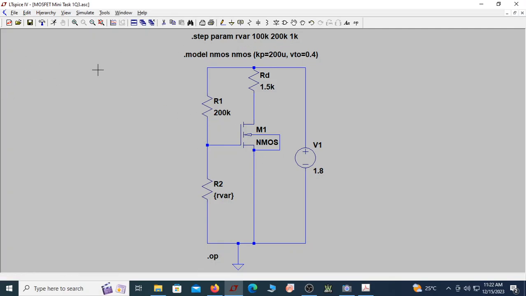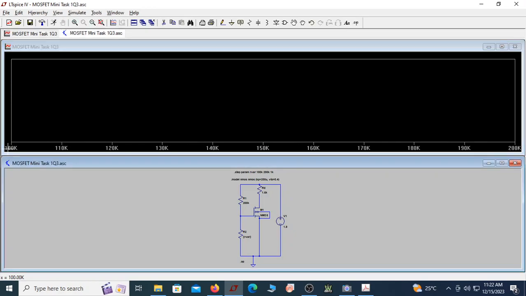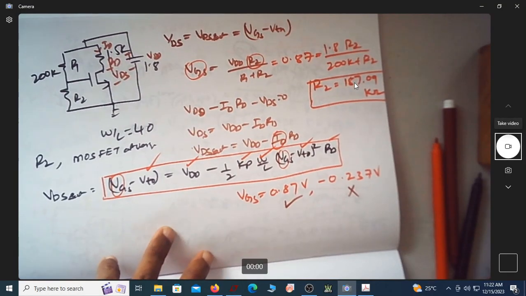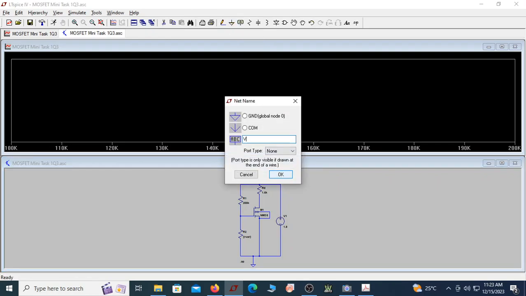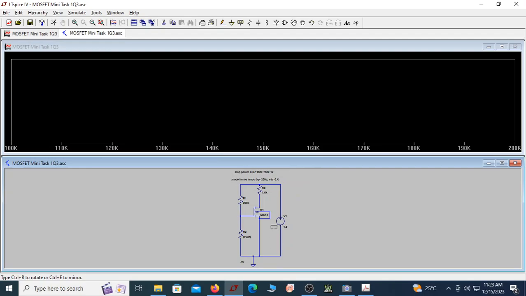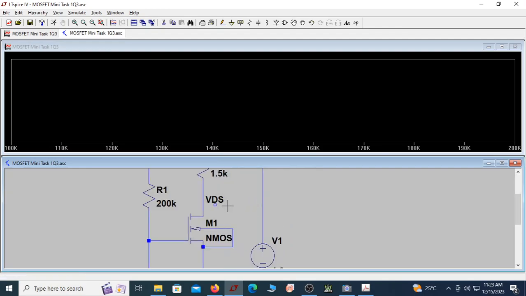Now with this dot step param, I can see the result. You can see now the value of R2 is varied from 100K to 200K. How did I choose these ranges? Because it was found in the calculation that this comes out to be 187. So it's a better choice to make sure that 187 comes within the range. Let me also name this output as VDS so that you are just seeing VDS. Okay, this is VDS. Let me wire this also. I'm wiring it. Done.